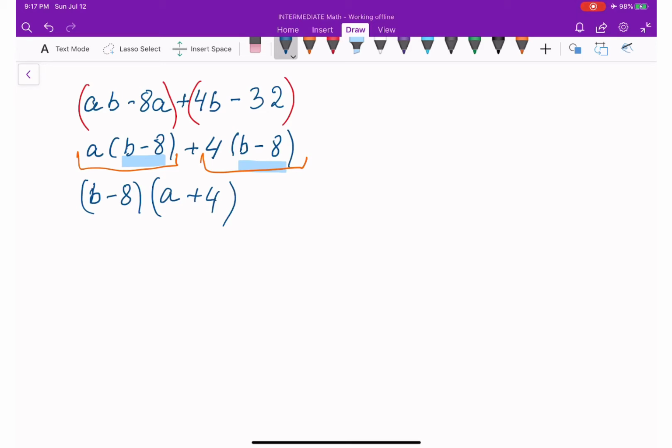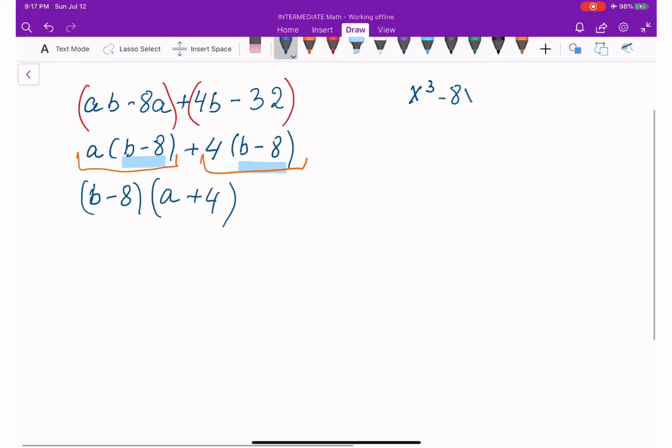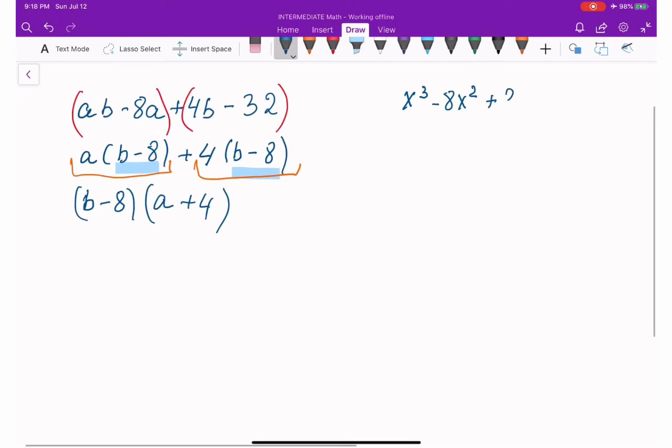Next one. So we have x cubed minus 8x squared plus 2x and minus 16. Okay, let's group them.